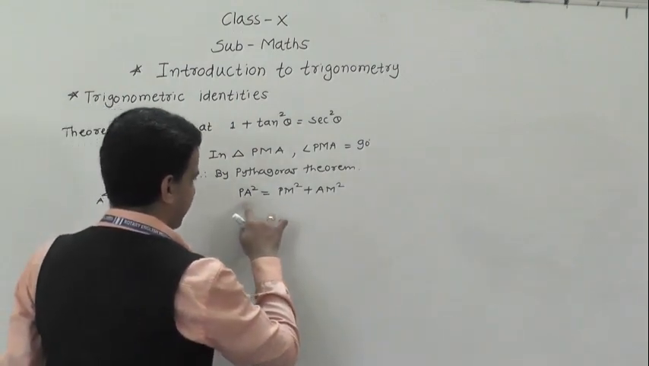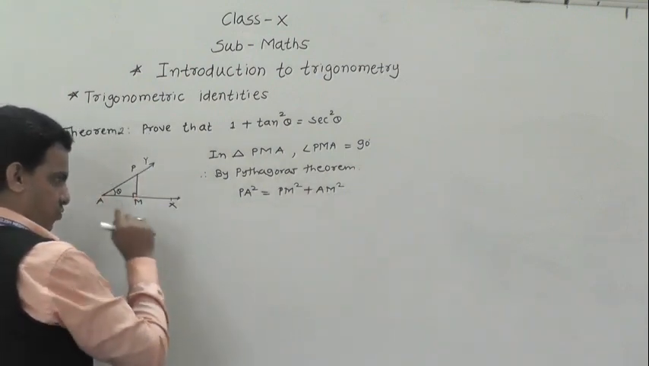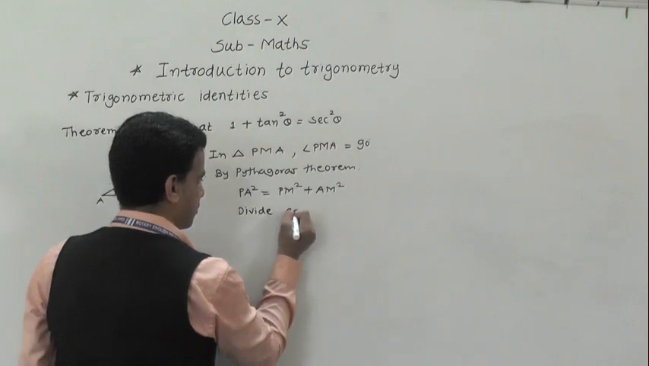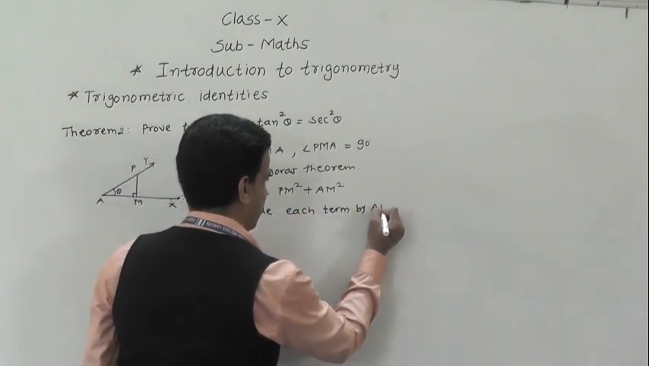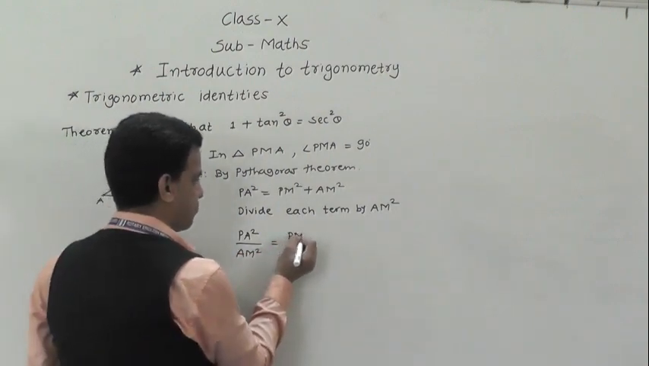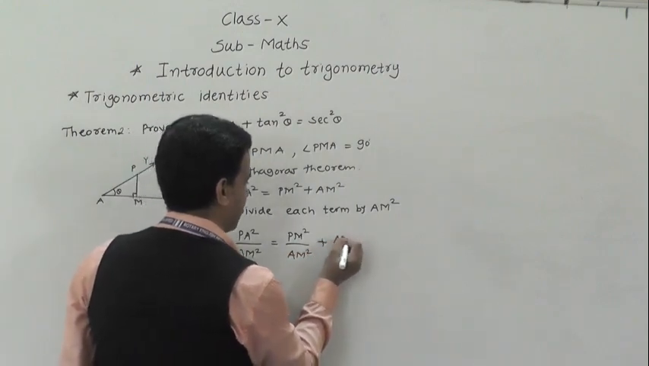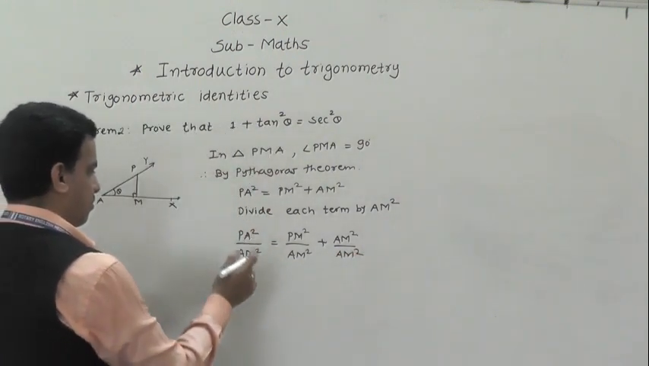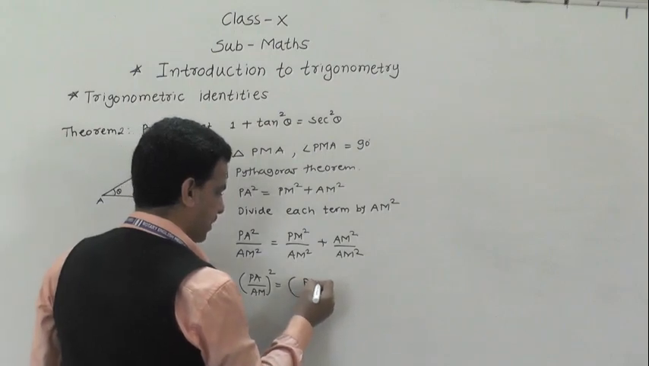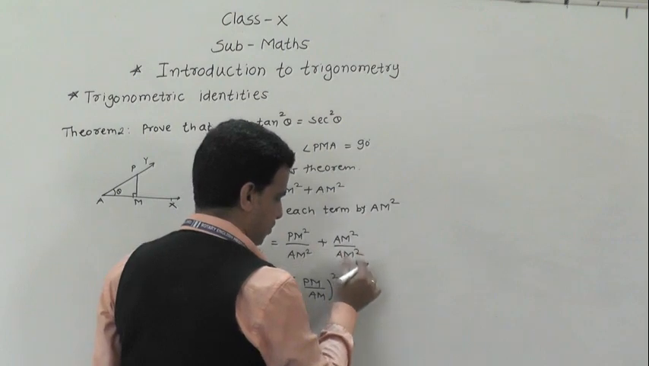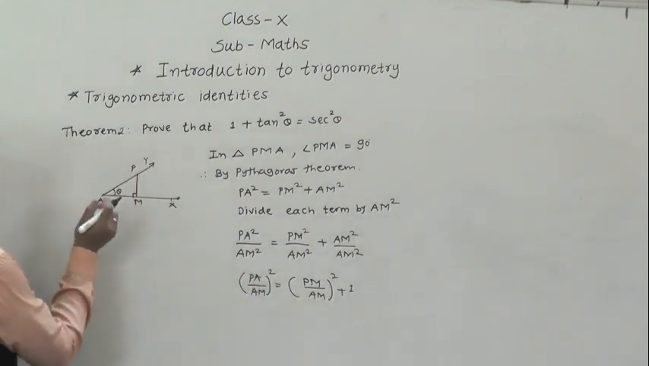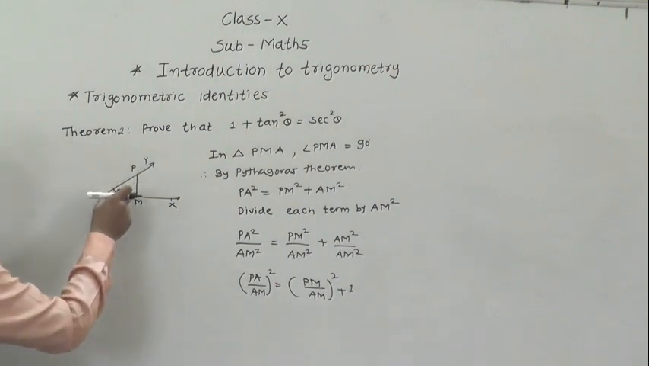So if we divide each term by AM², we will get here 1 + tan²θ. Now PA²/AM² = PM²/AM² + AM²/AM². Now this we can write (PA/AM)², then (PM/AM)², and plus AM²/AM² is 1. So here PA by AM, if we consider for reference of theta, PA by AM, that is sec theta.